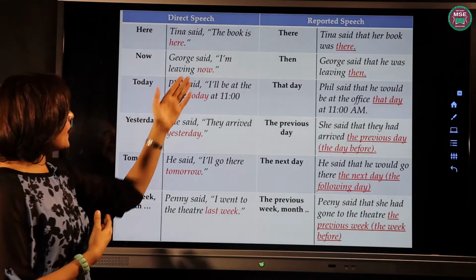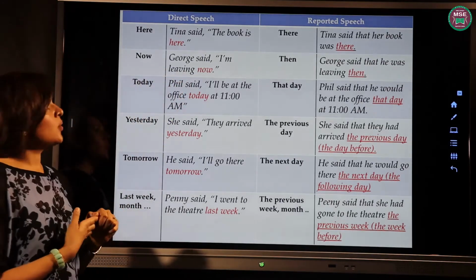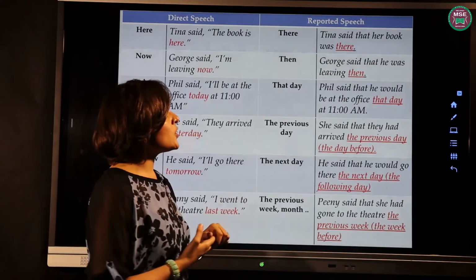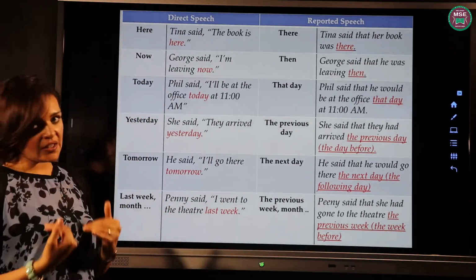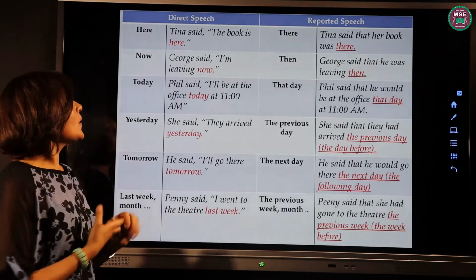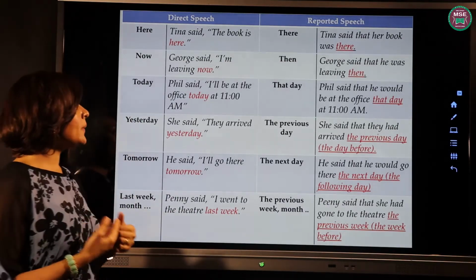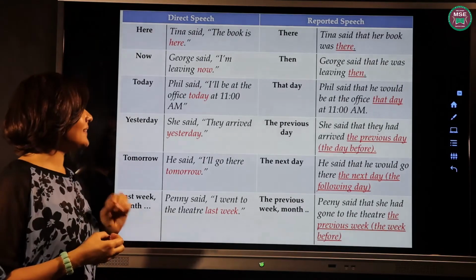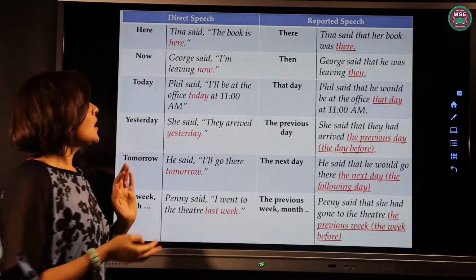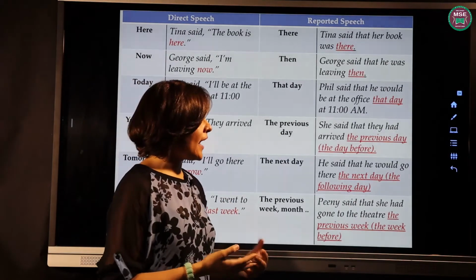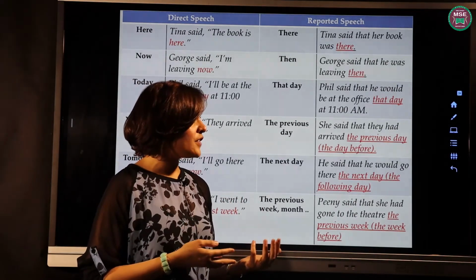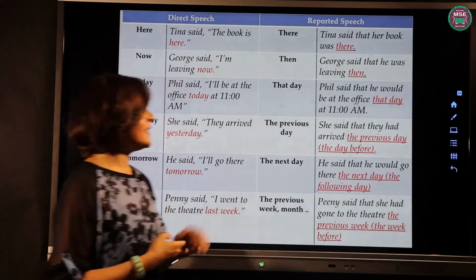Here we have George said, I am leaving now. It will be in the indirect, George said that he was leaving then. I changed now to be then. Today, Phil said, I will be at the office today at 11 a.m. When I speak about it later about Phil, I say, Phil said that he would be at the office that day at 11 a.m.